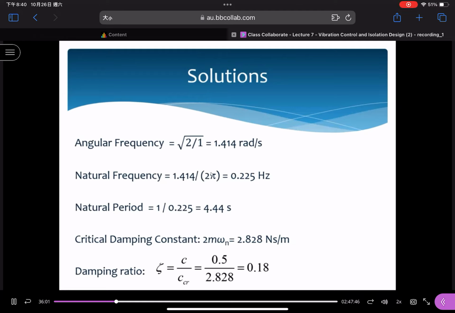So now you know what we call actual damping and what we call critical damping. Actual damping is given here in the question, 0.5. Any problem about all these solutions in this question?